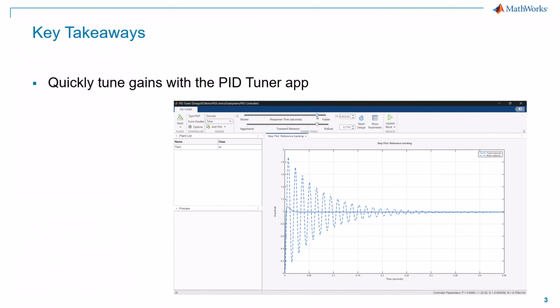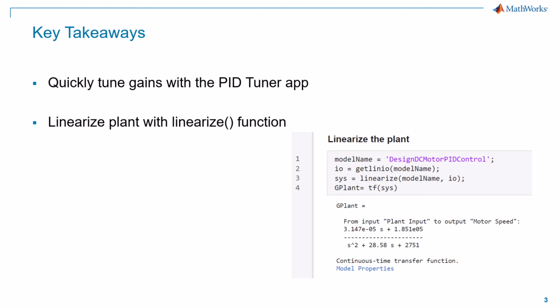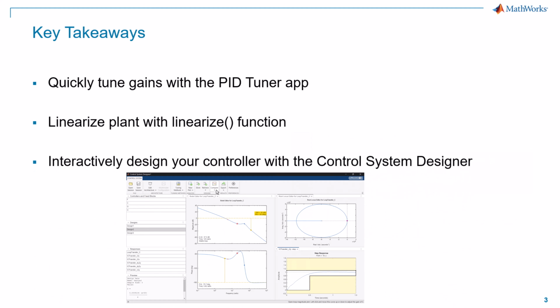Before we wrap up, here are the key takeaways. PID Tuner gets you a well-tuned controller in seconds. If you need a quick, reliable result, this is your go-to tool. The linearized function gives you a linear plant model from a Simulink model ready for control design. No manual state space derivations needed. Control System Designer allows you to go deeper. You can build and reshape your controller interactively, watch the various control plots update in real time, and truly understand how your design choices affect performance.